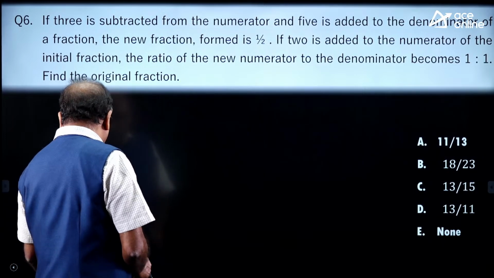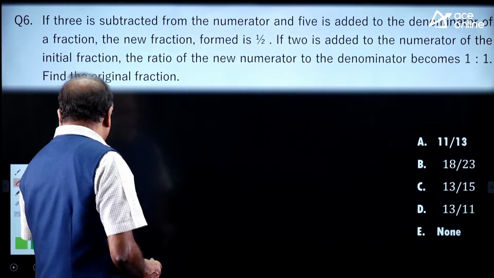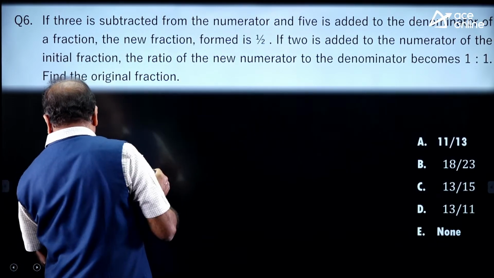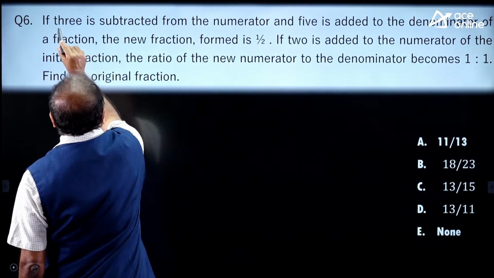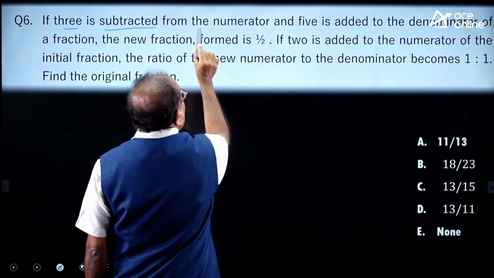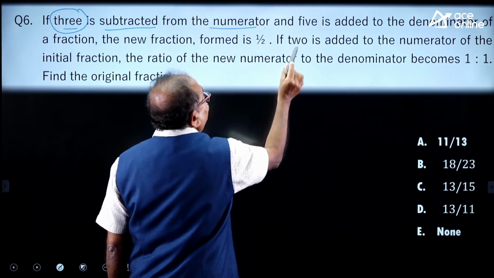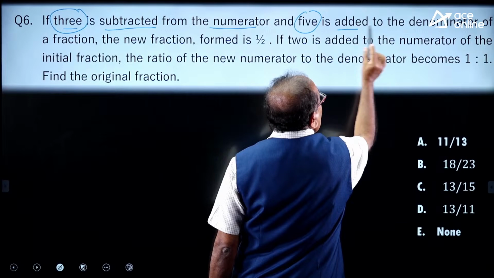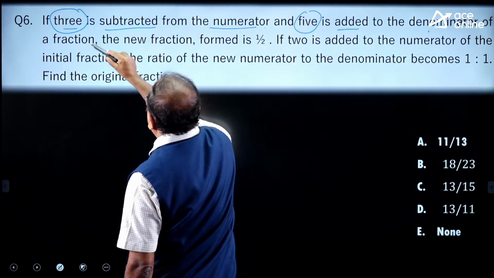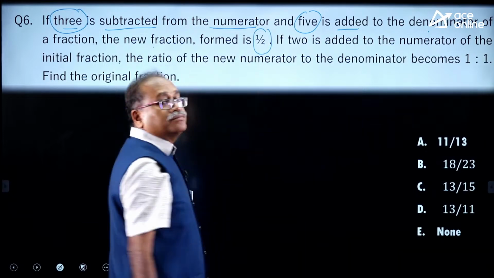I'll read the question, then you will have 30 seconds to answer it. What is said? It says that if 3 is subtracted from the numerator and 5 is added to the denominator of the fraction, the new fraction formed is 1 by 2.